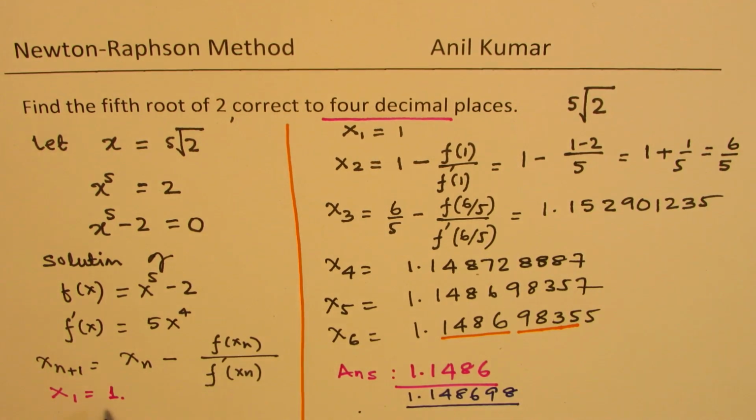It's also important to select the right point so that it converges faster to the value. Now this is an extremely important method to find approximate solutions to equations. I hope it is completely understood.